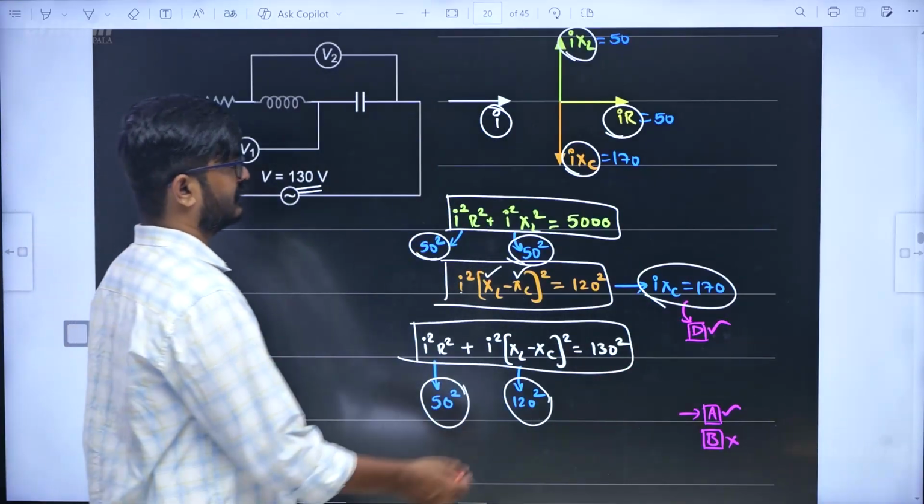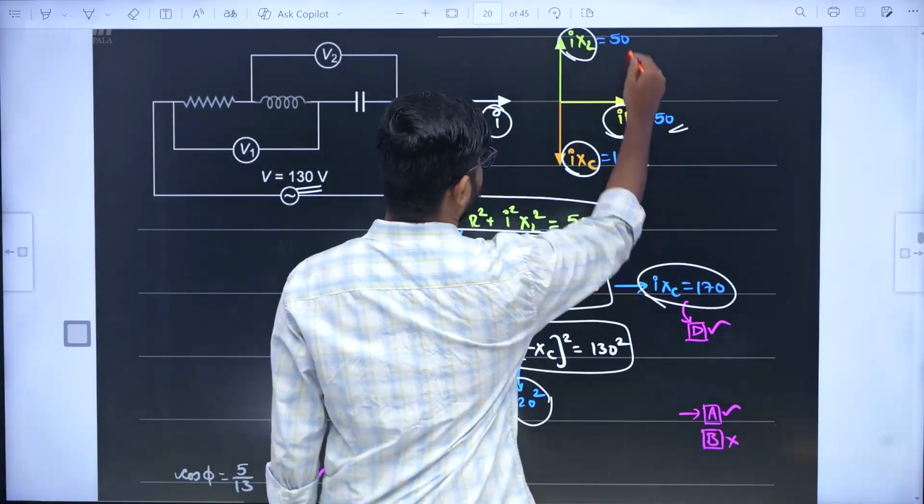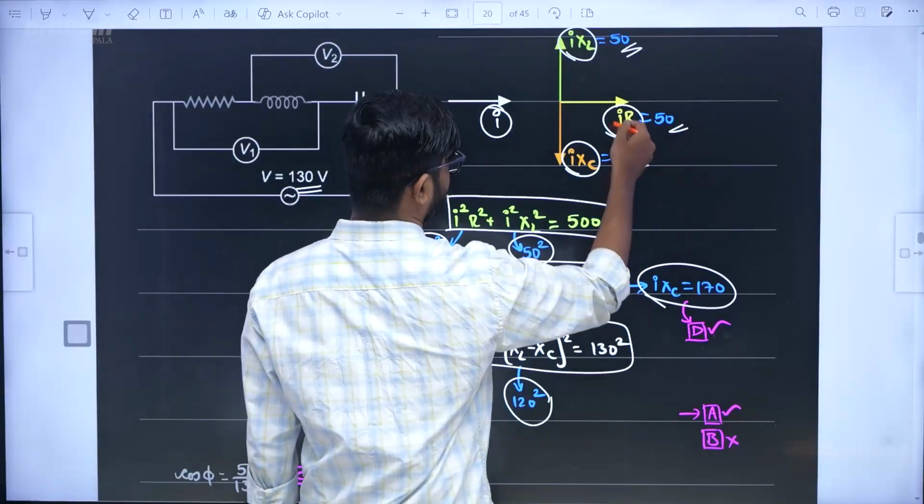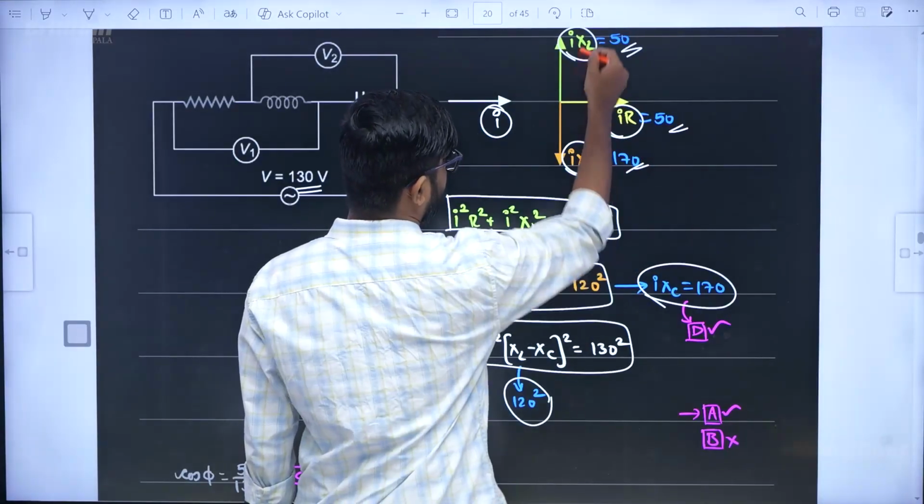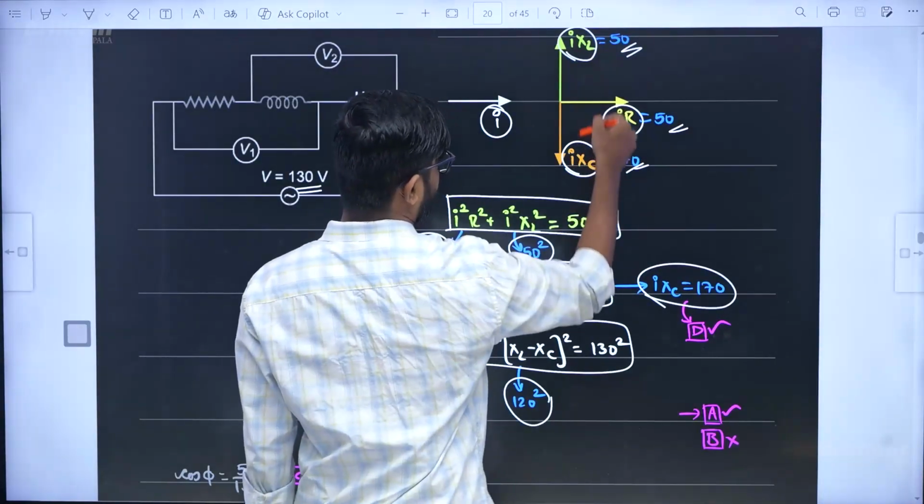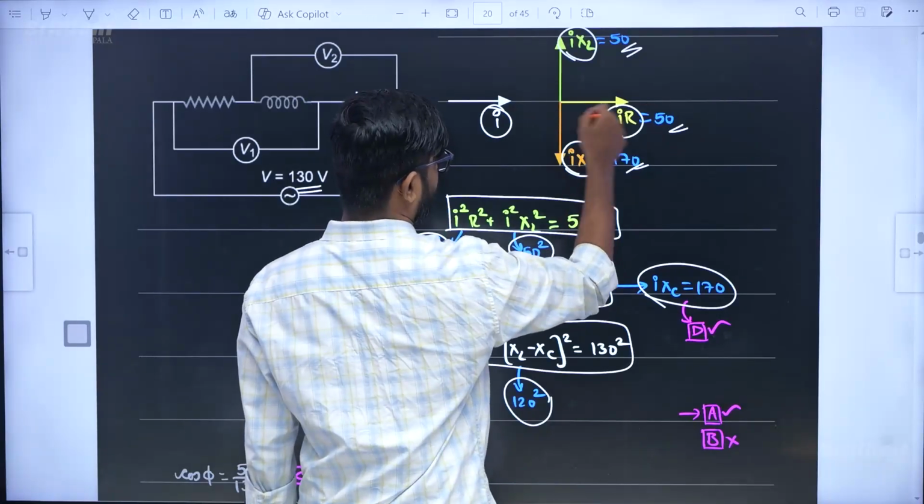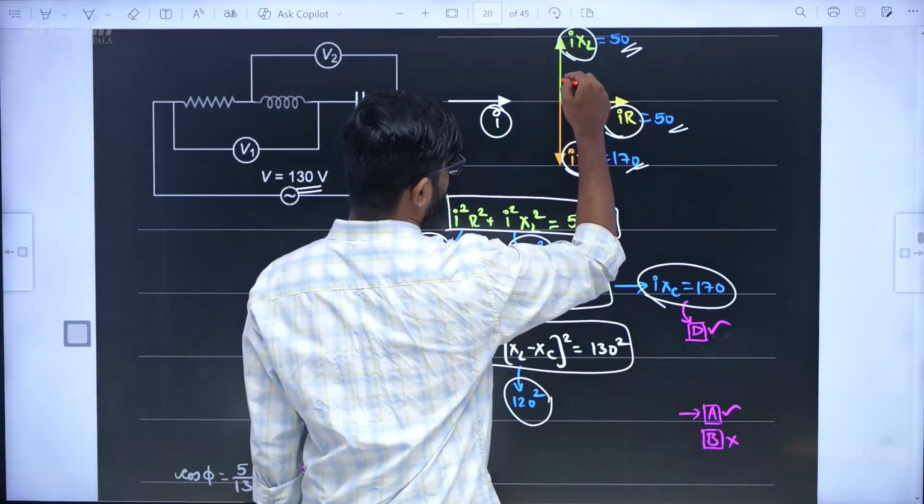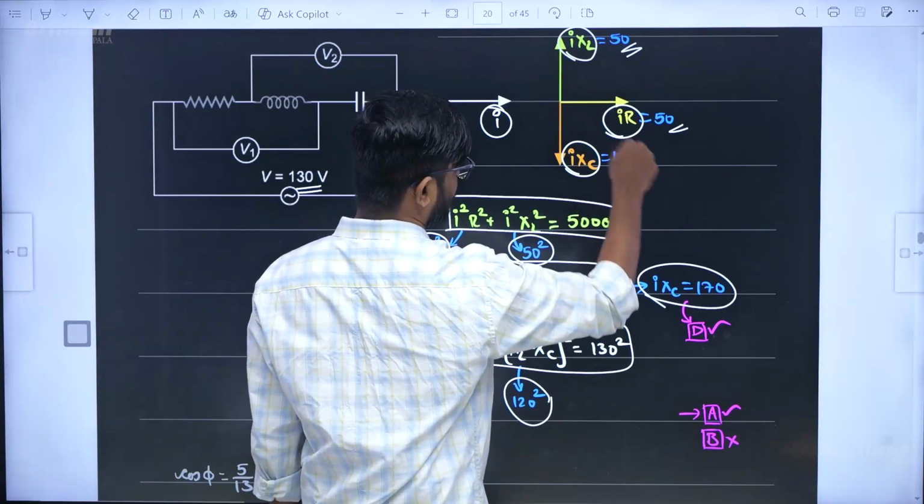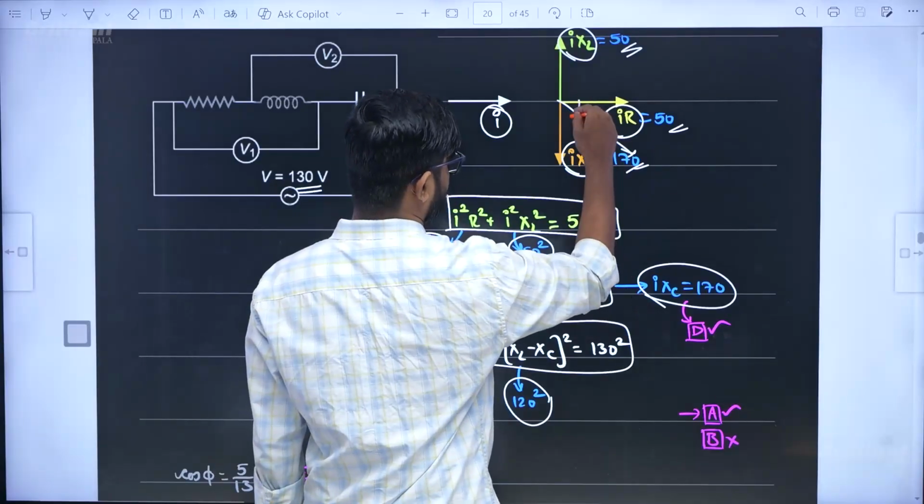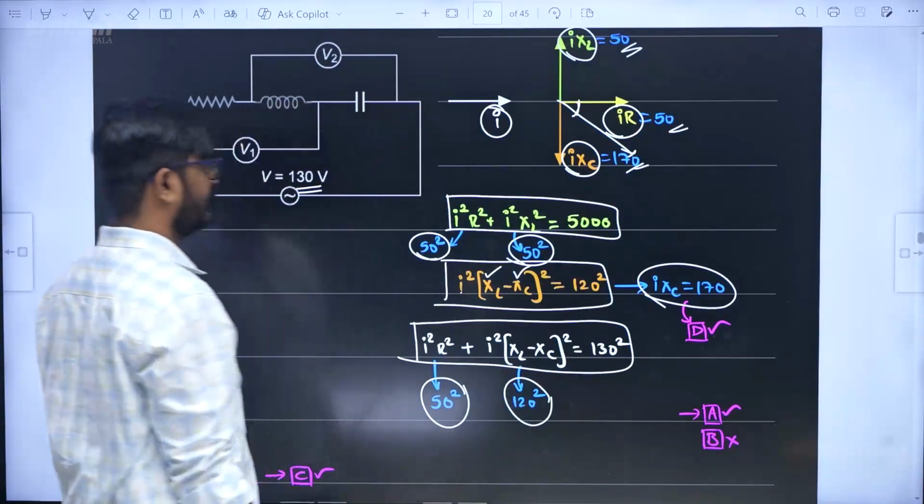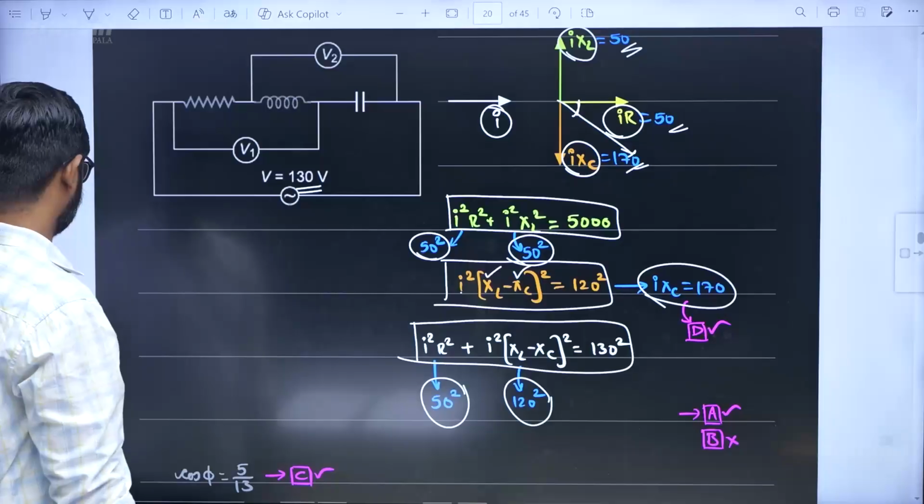Then you want to find the power factor. When I substitute these values here, this is 50 and this is 50. 170 minus 50 is 120. This is going to be 120. 120 and 50 is going to give me 130. They were asking cos of this angle. Cos of that angle is 50 by 130, that is 5 by 13.